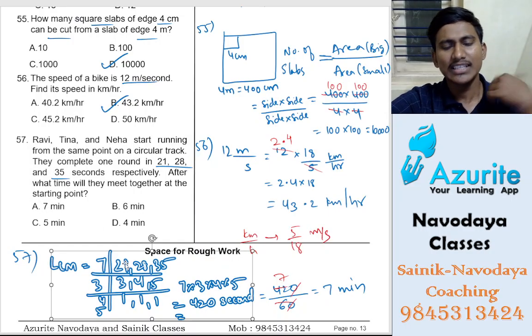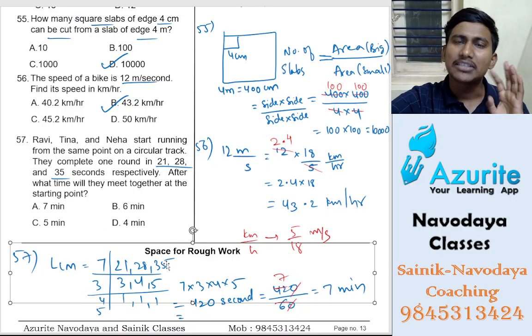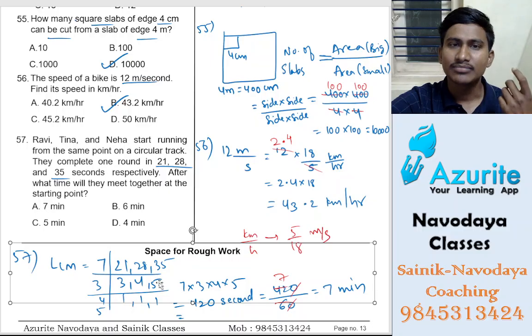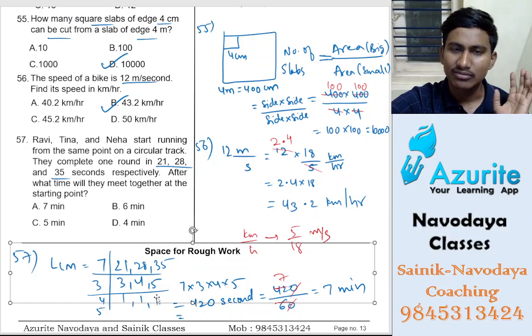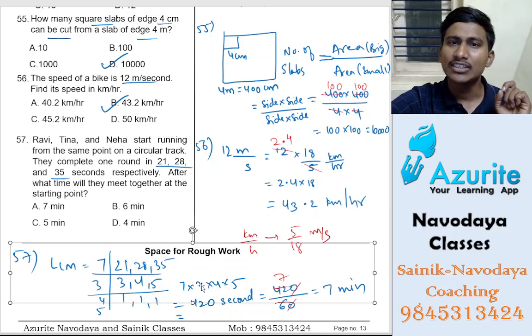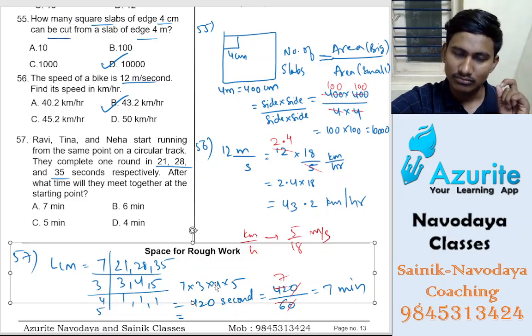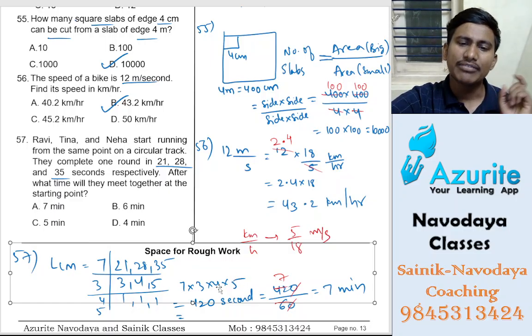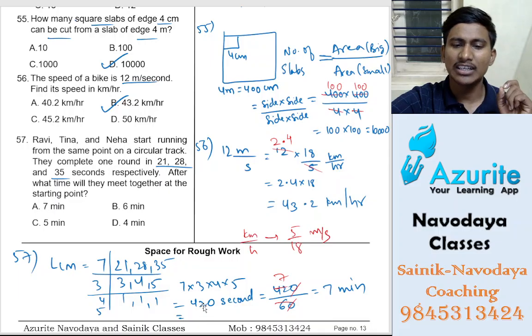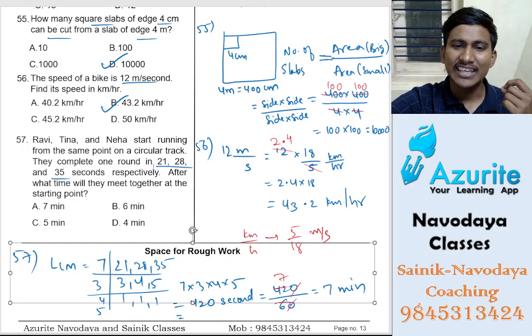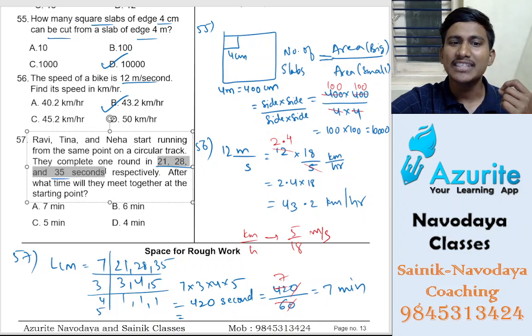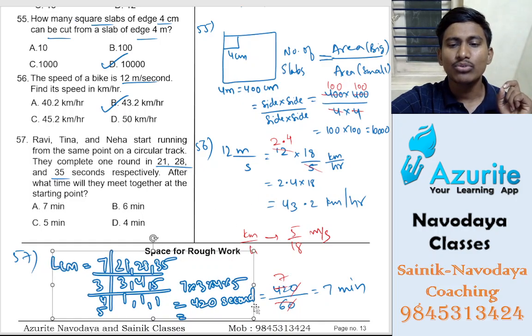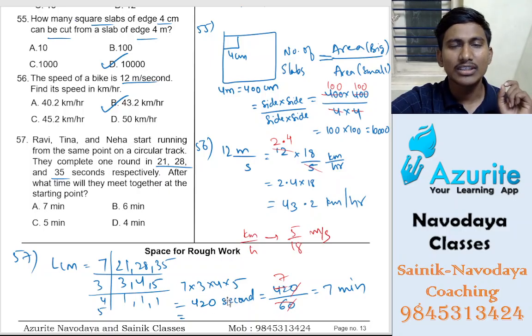If you want to find the LCM, 21, 28, 35 will come in the 7 table. 7 3s are 21, 7 4s are 28, 7 5s are 35. Now 3, 4, 5 will not come in the same table. So 3 1s are 3, 4 1s are 4, 5 1s are 5. So multiply 7 3s are 21, 21 4s are 84, 84 5s are 420. This is all in seconds. So LCM will be 420 seconds.